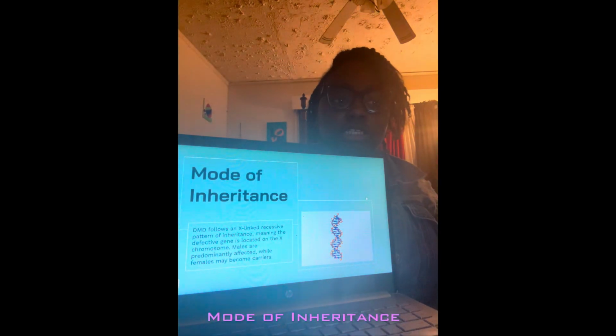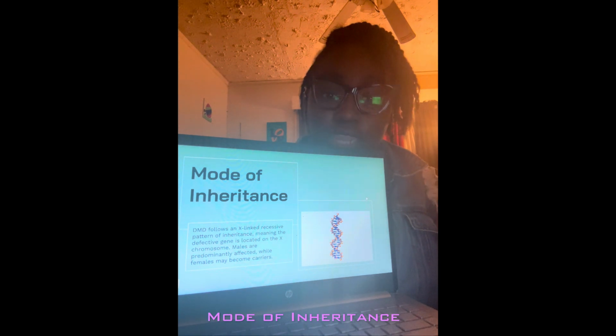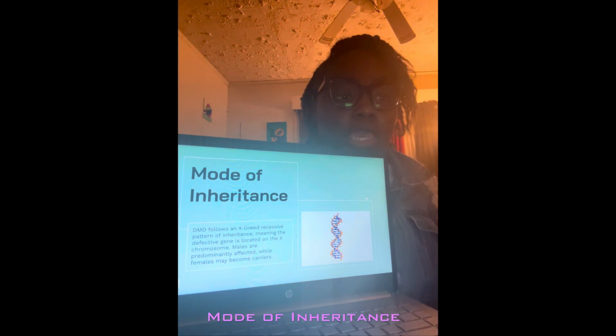Mode of inheritance. DMD follows an X-linked recessive pattern of inheritance, meaning the defective gene is located on the X chromosome. Males are predominantly affected, while females may become carriers. Chromosome number. The gene responsible for DMD is located on the X chromosome at position Xp21. This specific chromosomal mapping is crucial for genetic understanding and testing.